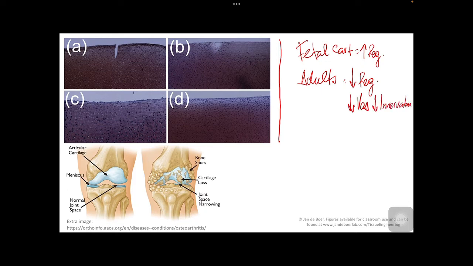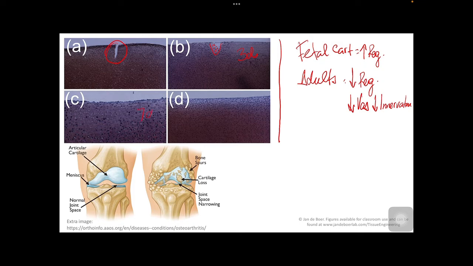And here, what you can see is there was an injury made by a scalpel. It's very specific, highly located in one region. And after 3 days, what you see is that the location has been filled with cells that are dying, that are necrotic.